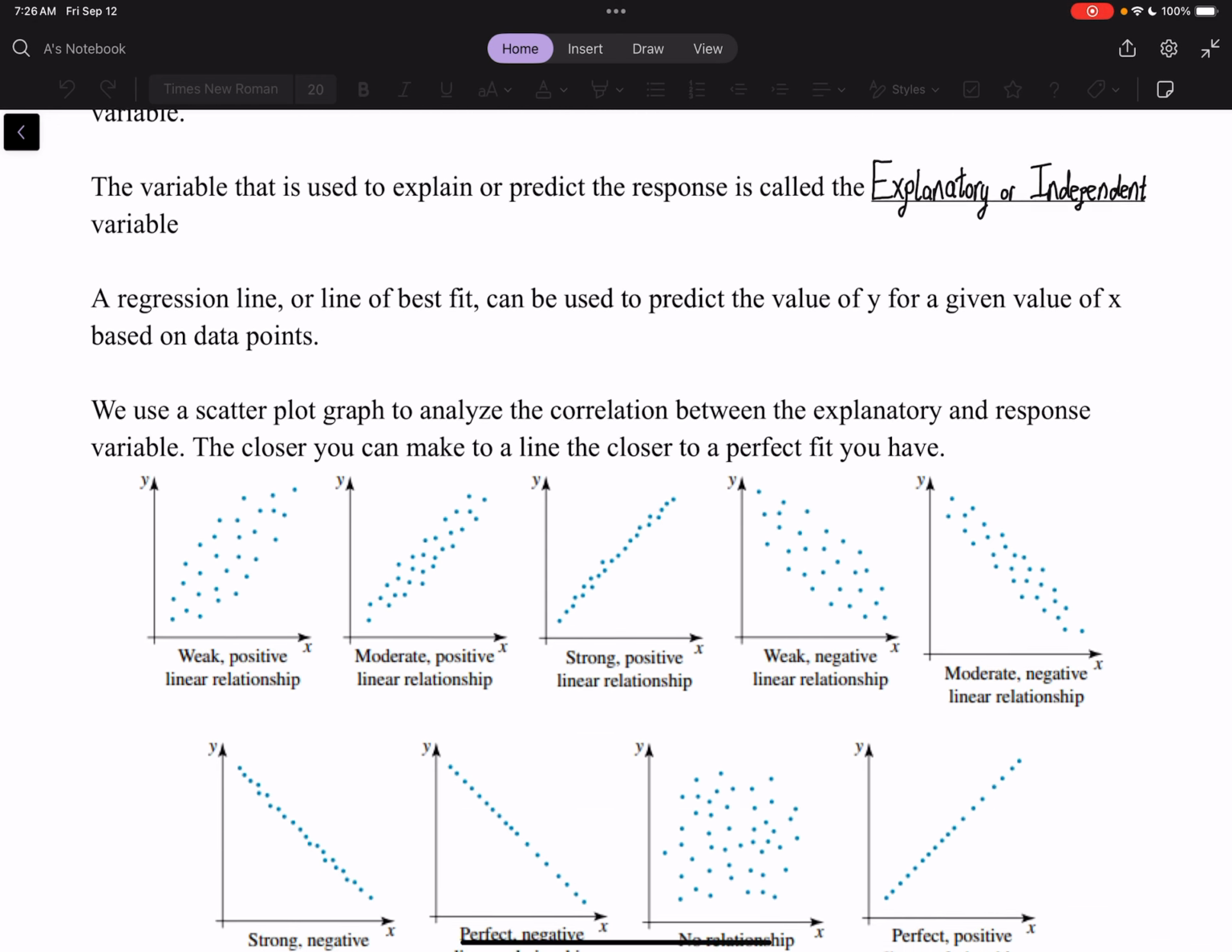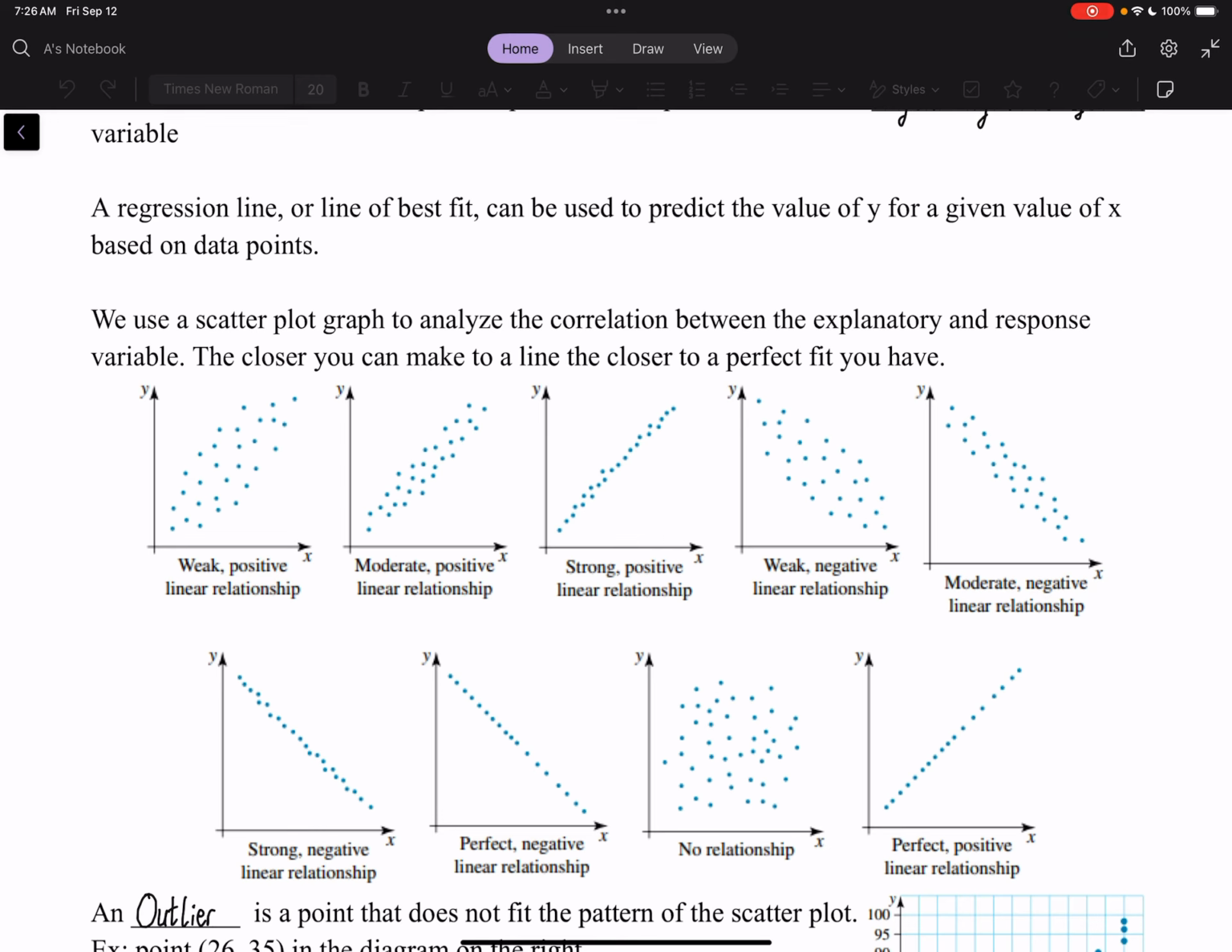The actual regression line is the line of best fit. So in these examples of a scatter plot, a line of best fit is a line that goes in between half of the dots. Now this is called a weak positive linear relationship, because notice how far away the dots are from my line.